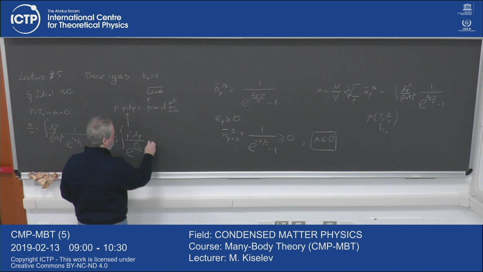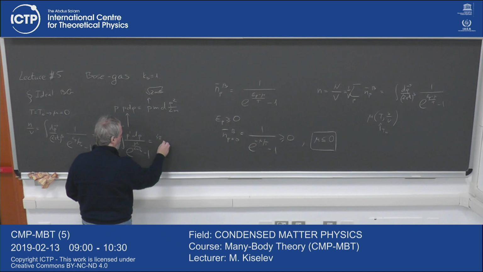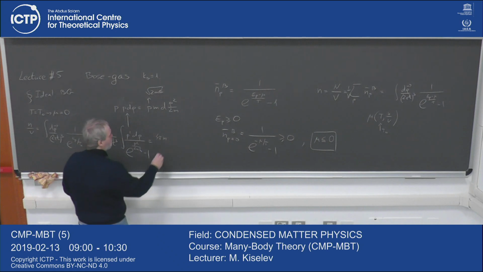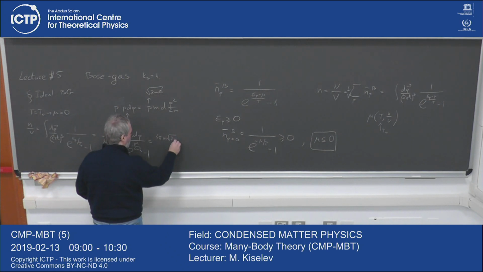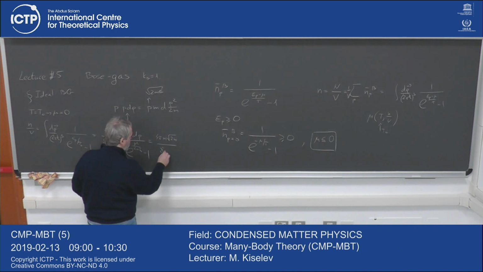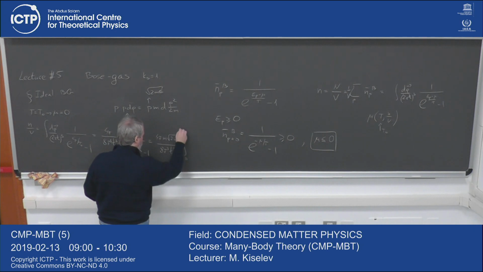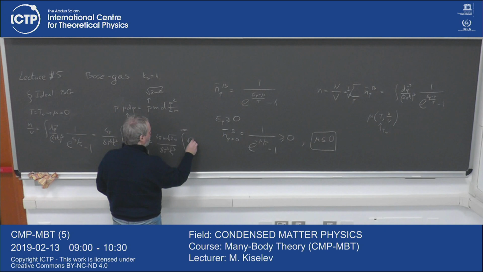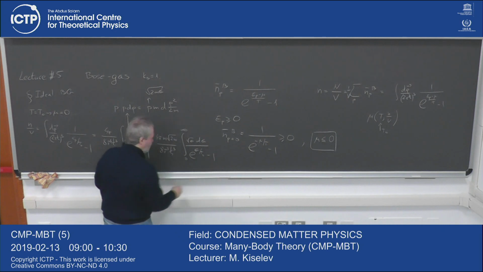So therefore the integral is 4 pi m square root of 2m, divided by 8 pi cubed h bar cubed, times the integral from 0 to infinity of square root of epsilon d epsilon, divided by e to the power epsilon over T naught, minus 1.